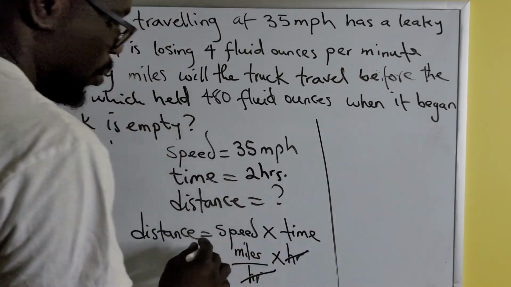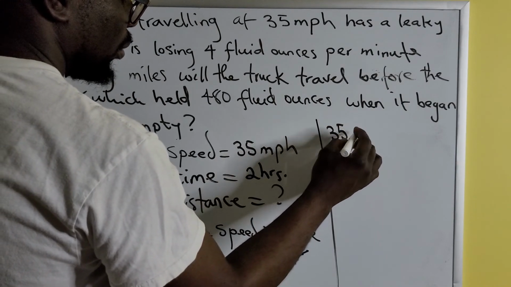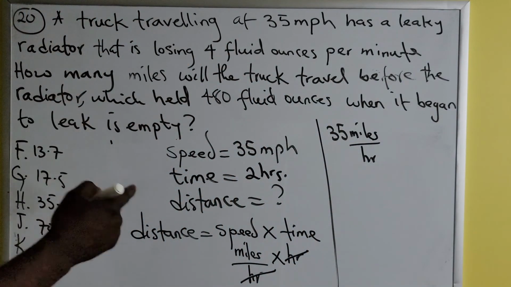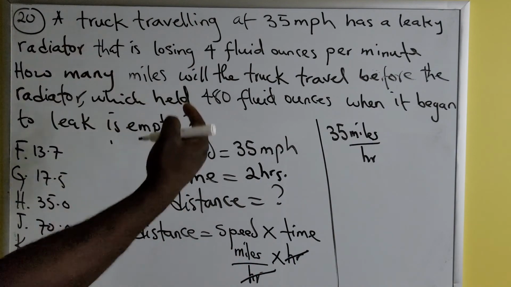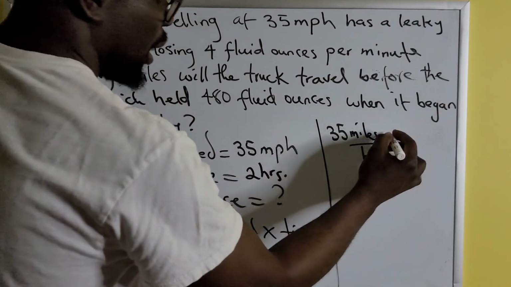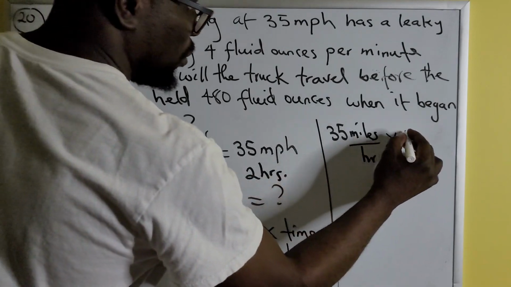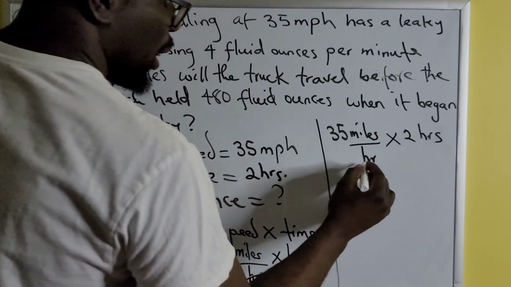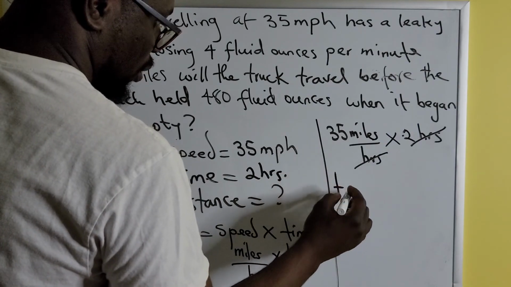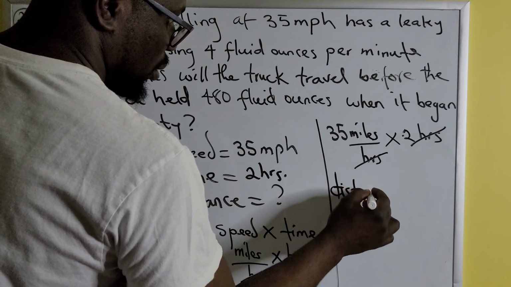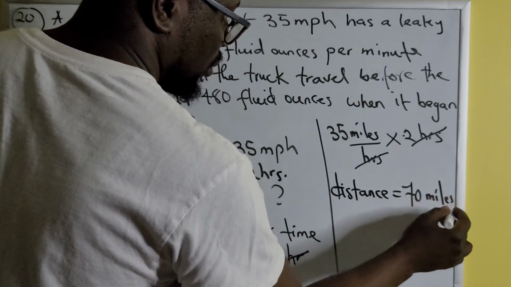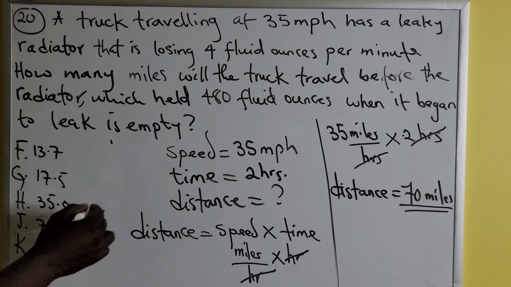So anyway, you know what your speed is. Your speed is 35 miles per hour. Always make sure that your units are consistent, because if you had just used 120 from what we had earlier, which is in minutes, you're not going to get the answer, right? You have to make sure that your units are consistent. Times time in hours. So you have 2 hours. So now you have 35 times 2, which is 70. So your distance is equal to 70 miles. And that is this option right here.